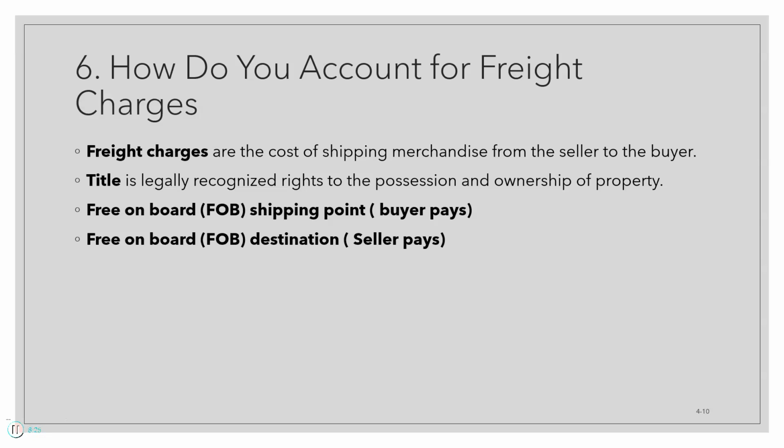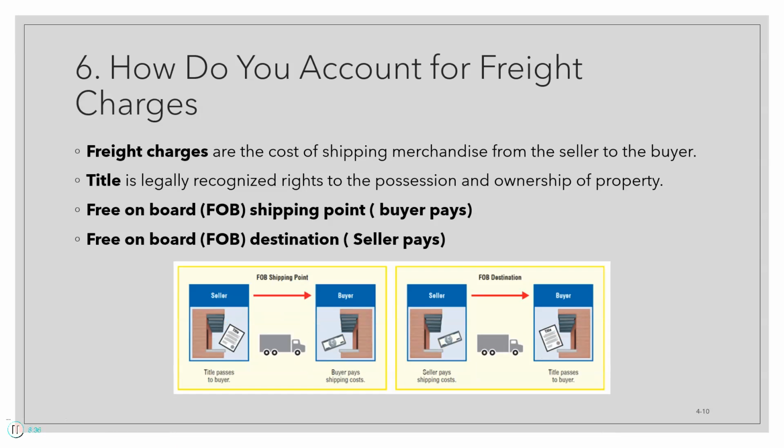So here's a demonstration. What that means is if you're buying goods, you're going to pay the freight if it's FOB shipping point. You will not if it's FOB destination. So here's a little picture of what that looks like in terms of when title passes. So now we'll look at an example.